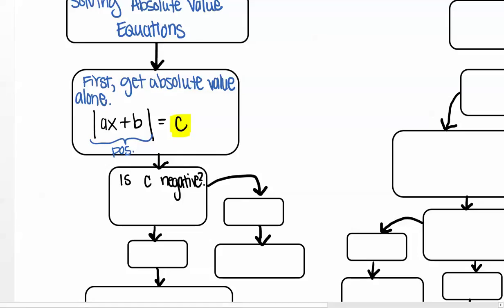And if the answer to that is yes, so for example, let's say you have something like this. The absolute value of 2x plus 3 equals negative 5. Okay? This is your c, negative 5. An absolute value is always positive. It cannot and will never equal negative 5. So if you see an absolute value equal to a negative, your answer is no solution. And you don't do anything else. You just write no solution and you're done. But that's only if you have a negative here, and only if your absolute value is all alone.